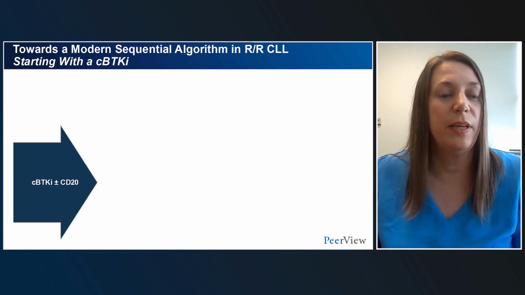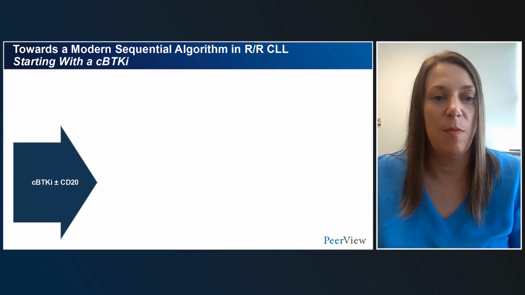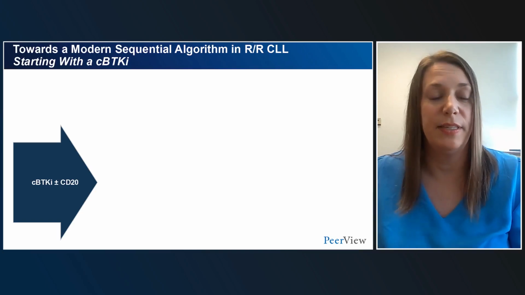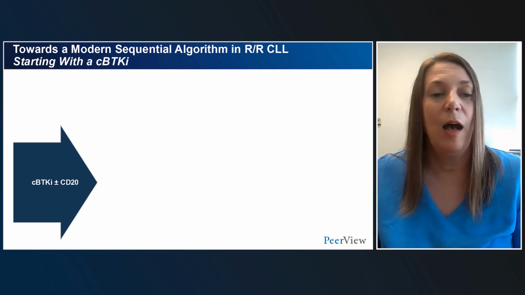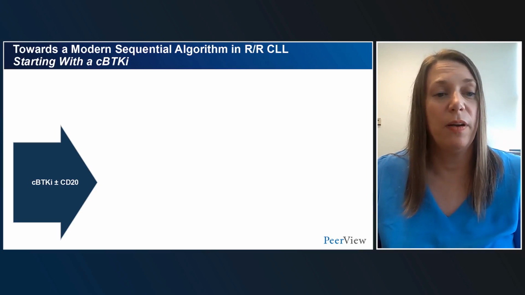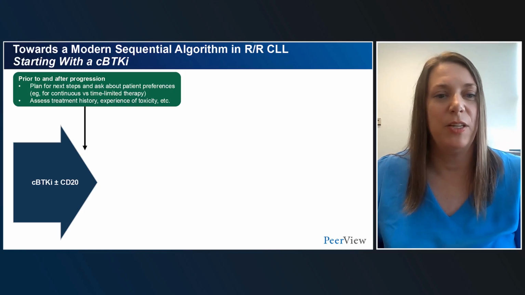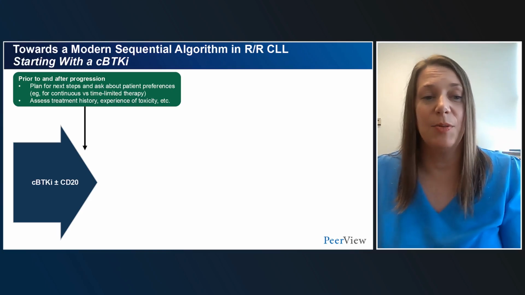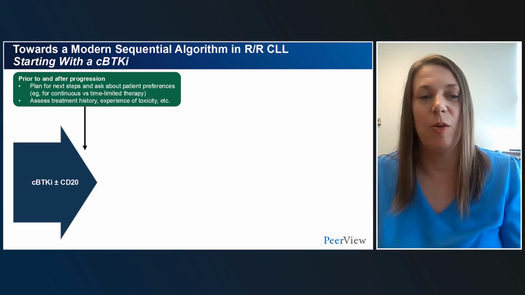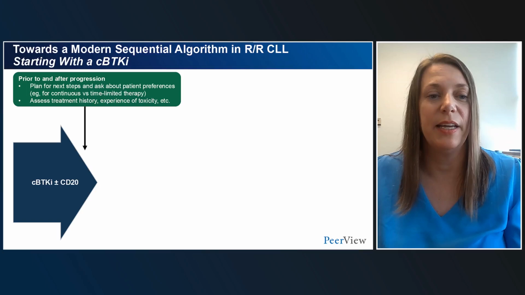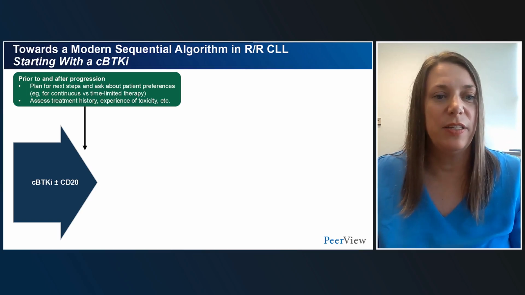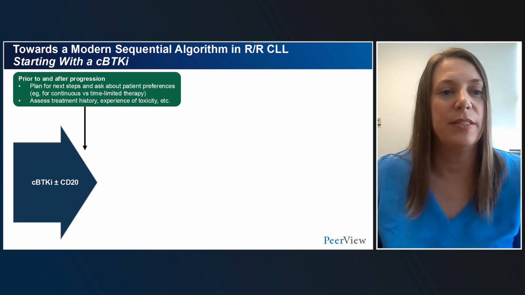So what happens when we start with a covalent BTK inhibitor, either given alone or with the CD20 monoclonal antibody? I'll preface this to say that because we have all these agents, when we're discussing frontline therapy with patients, it's important to emphasize to them that there are many options even beyond the frontline therapy. There's a lot of different ways we can sequence things, and that the treatment decisions will change some of the decisions later on, but don't necessarily eliminate a lot of options in the future.